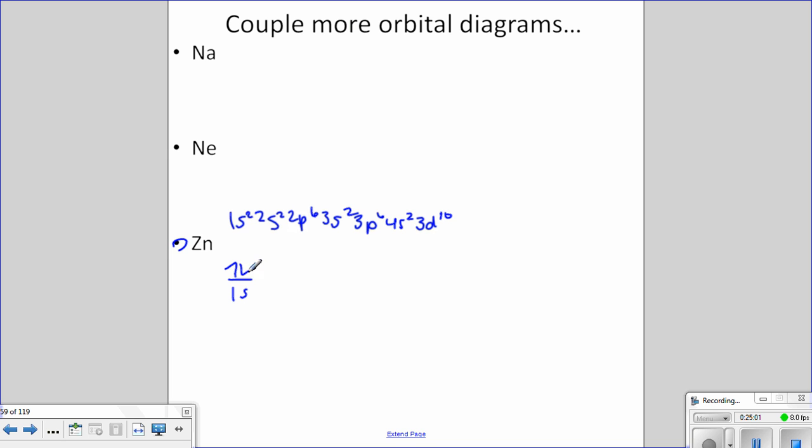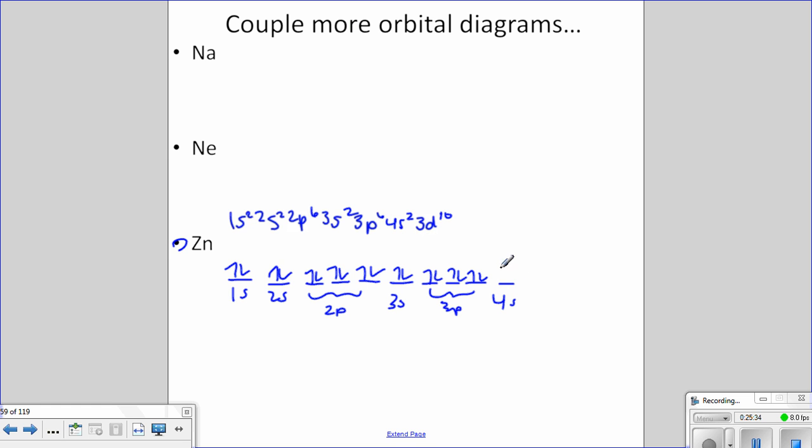1s, 2 electrons. 2s, 2 electrons. 2p, 1, 2, 3 orbitals. Draw yourself a little bracket to say all these are 2p. And then 1, 1, 1, 2, 2, 2. So there's a total of 6 electrons there. 3s, 2 electrons. 3p, for 3 orbitals. Designate them all as 3p. 1, 1, 1, 2, 2, 2. And then let's do our 4s.